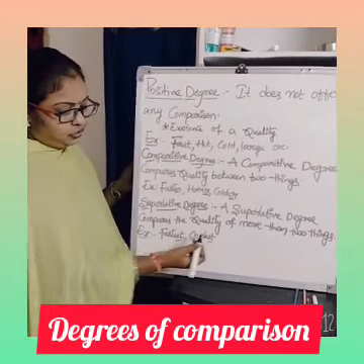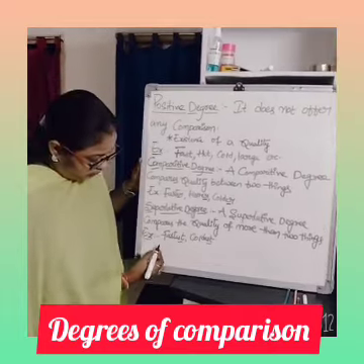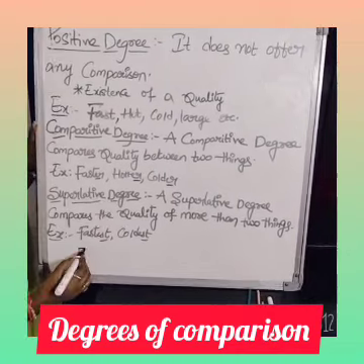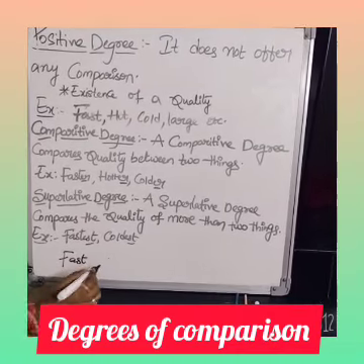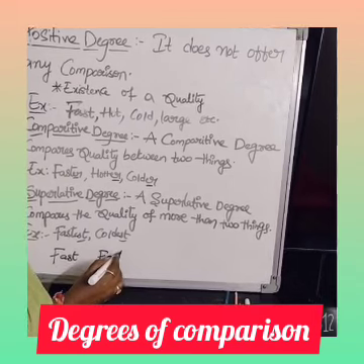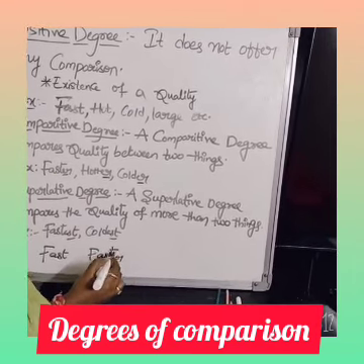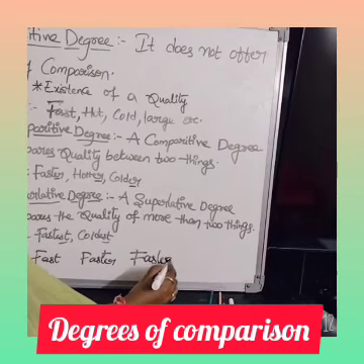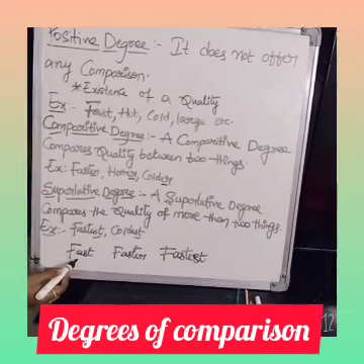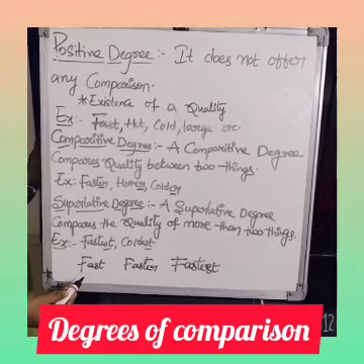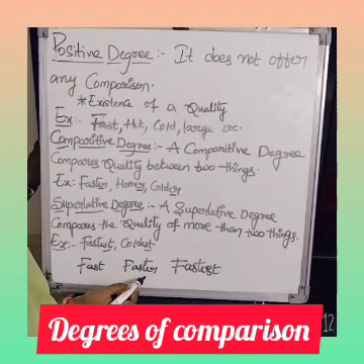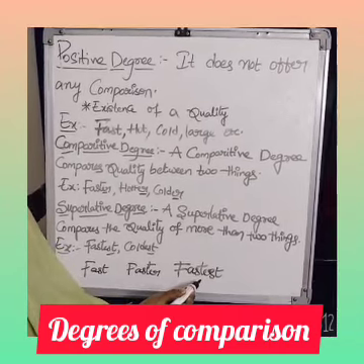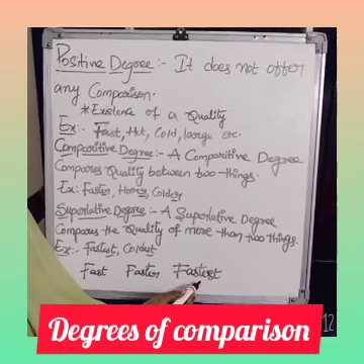So fastest, coldest. If you want to write the degrees of comparison, we can write like this. This is the positive degree, this is the comparative degree, and this is the superlative degree. Fast: no comparison, only the existence of the quality. Faster: comparison between two persons. Fastest: comparison between more than two persons. It is called the superlative degree.